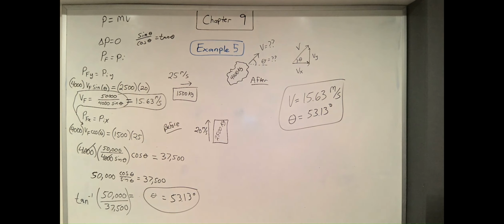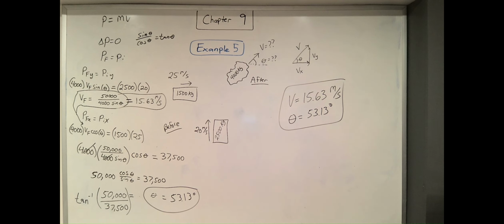So 15.63 meters per second and 53 degrees. Does that make sense? 15 meters per second, would that be about right? Two vehicles just got in a wreck. I don't think they're going to speed up by getting in a wreck, right? They're both probably going to end up slowing down. It's going to take some of that speed away because now they're much heavier. So yeah, I think that works out okay.